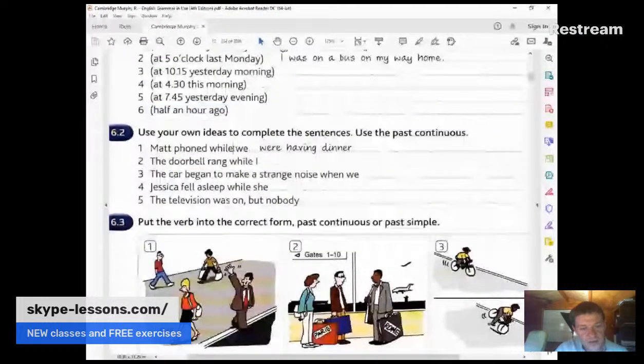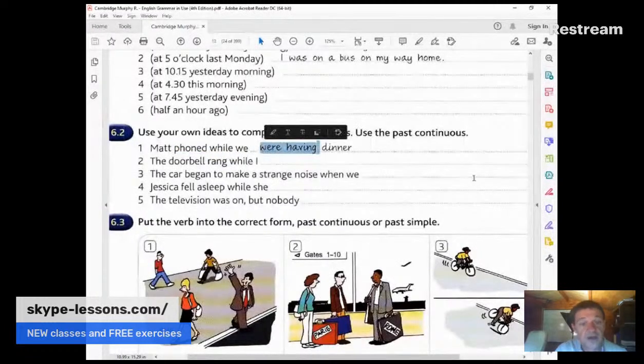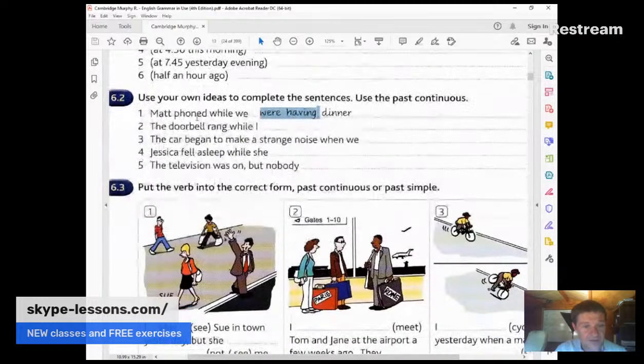Now, we often use past continuous with while, with past simple and past continuous. When two actions happened, the short action will be in past simple, phoned, but the long action that you were in the middle of will be in past continuous. So Matt phoned while we were having dinner. The doorbell rang while I was reading the newspaper. The car began to make strange noises when we were going to church. Jessica fell asleep while she was sitting on the bus. The television was on, but nobody was listening.